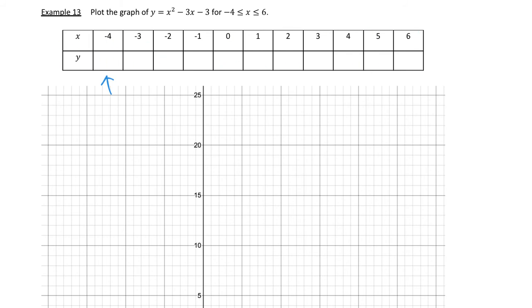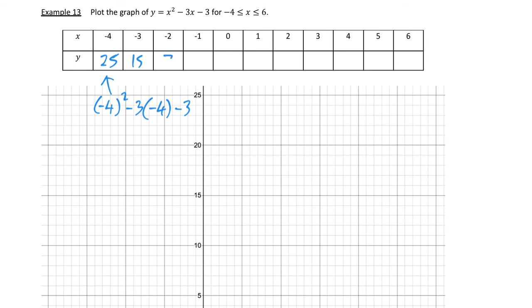So how you do the first one, it's x squared, so you're going to do minus 4 in brackets squared, and then minus 3, and instead of x, you're writing minus 4, and then you've got minus 3. So you do that on your calculator and press equals, and you will get 25. When you do that for the rest of them, so you do brackets minus 3 squared, minus 3 upon brackets minus 3, then minus 3 is equal to 15.